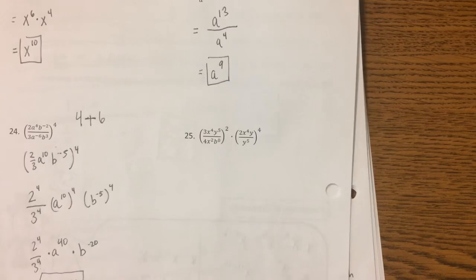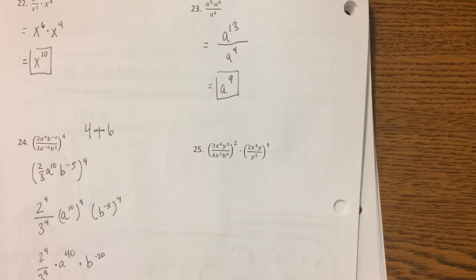Now we come to 25. Look at this behemoth. Yuck. This is just like a mess. It's all right. We got this.